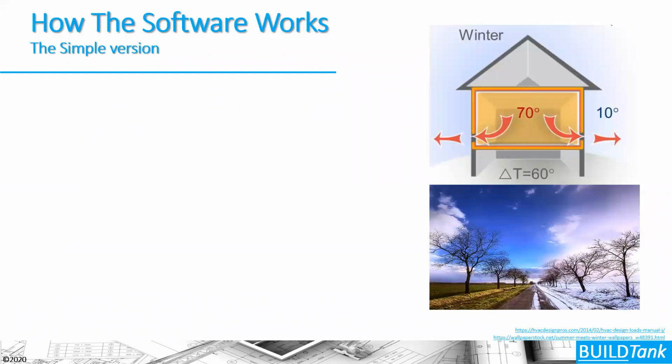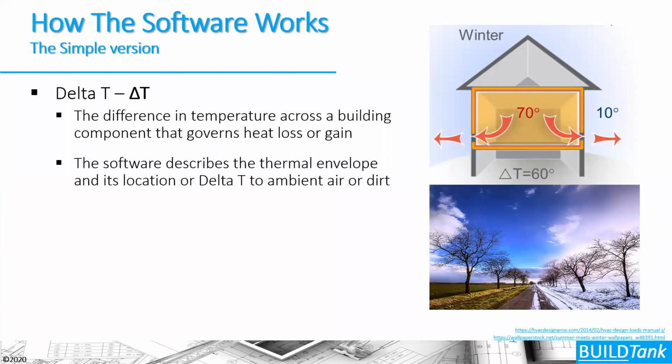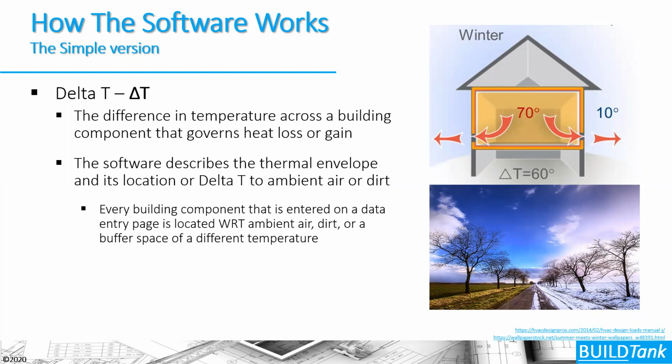These software programs are trying to do something pretty simple here. They're trying to define the delta T, or the temperature difference from inside to outside of our houses. The software describes these thermal components of our homes and gives a delta T between inside and outside of our houses for every component that's built into that software. And this ultimately describes the heat loss of our buildings. And as we learned last time, that heat loss is always from warm to cold here.